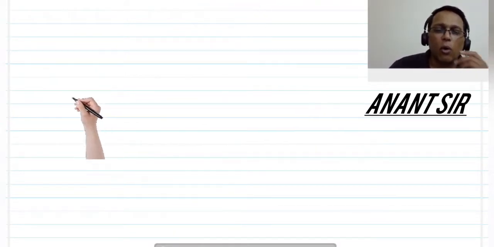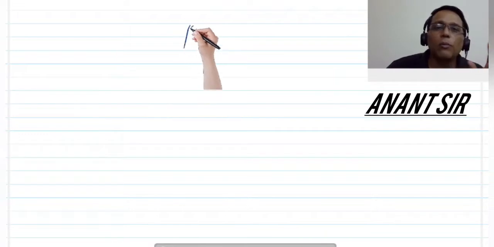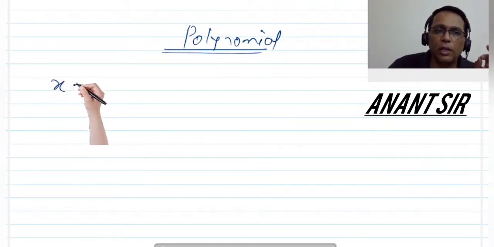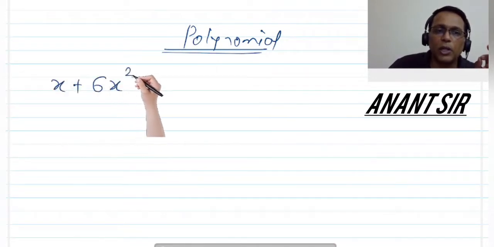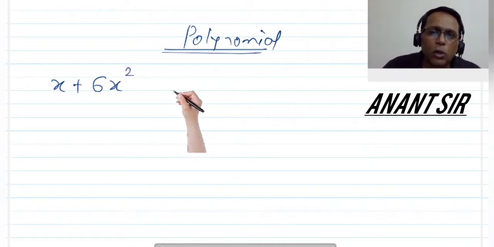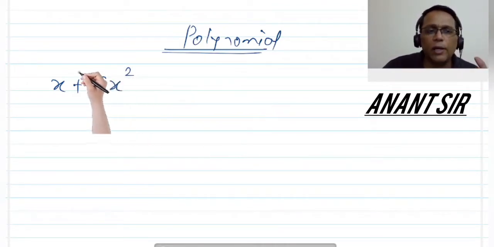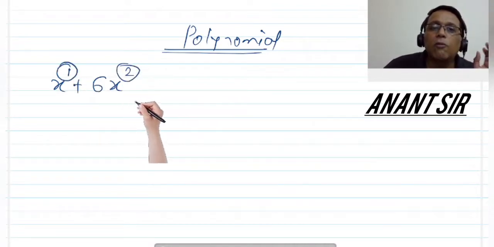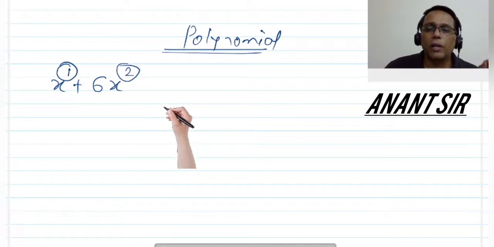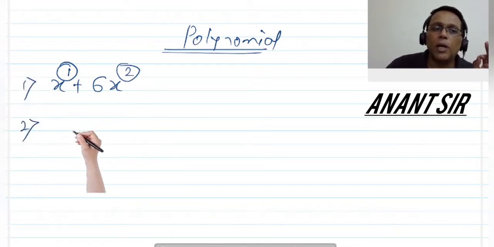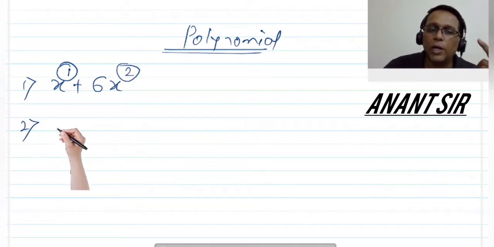Okay, now there is one more confusion some students might have. What is a polynomial? So a polynomial is nothing but an algebraic expression. Which algebraic expression is a polynomial? Where the power of the variable is a whole number. That is a very important thing. The power of the variable is a whole number and the variable should be in the numerator.